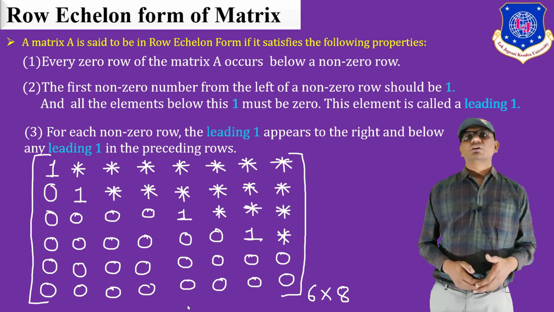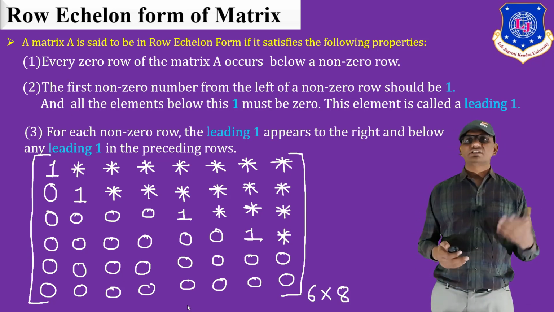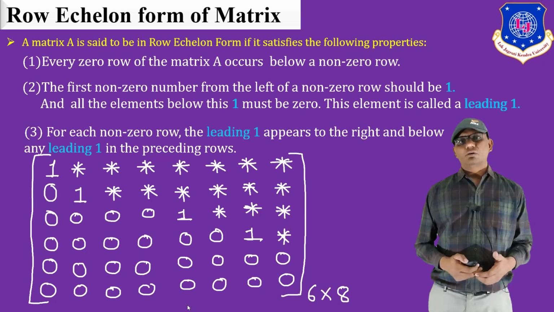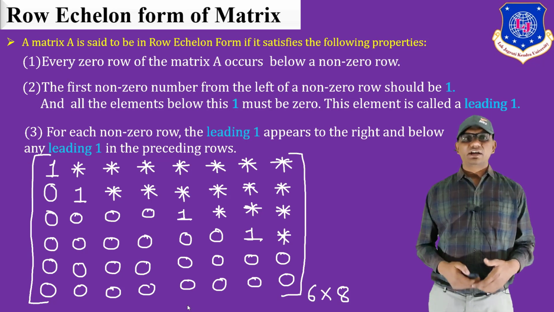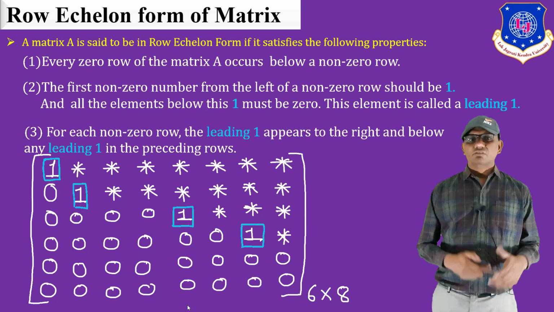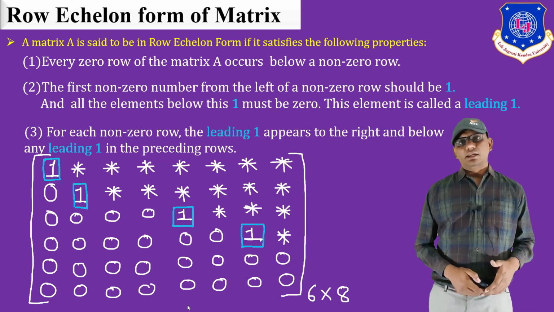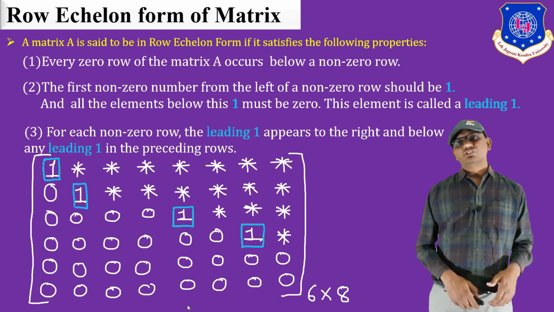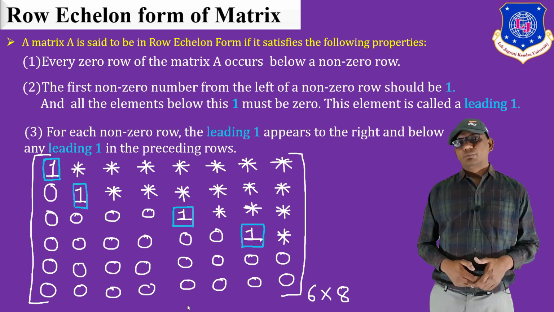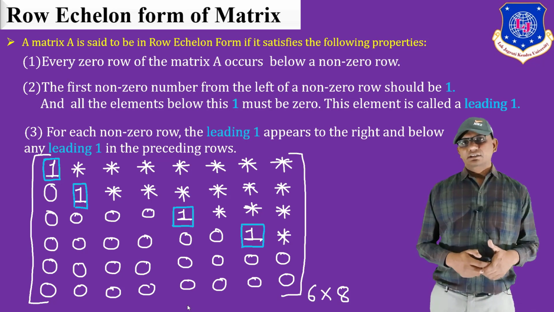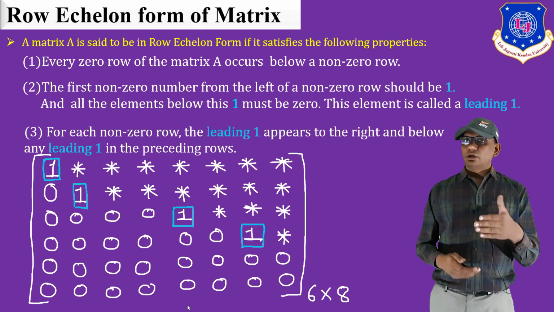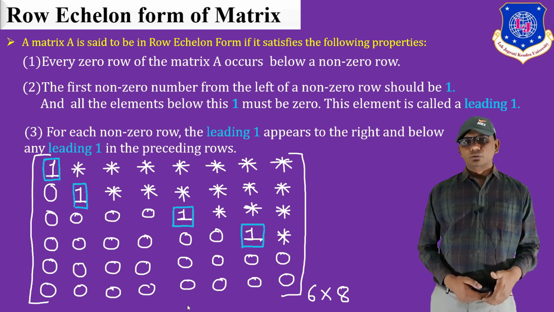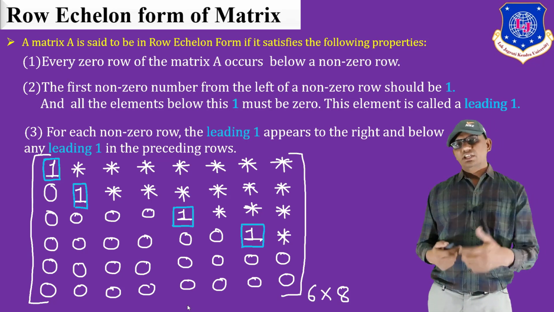Here I am taking one example of order 6 cross 8, that means 6 rows and 8 columns in this matrix, and we can see that all the 0 rows are at the bottom of the matrix. The first elements are 1 in the non-zero rows from the left side, and all the leading elements are to the right side of the previous leading elements. That is the perfect row echelon form of the matrix. And we can see that all the entries below and to the left side of the leading element are always 0. So that we can see easily here.